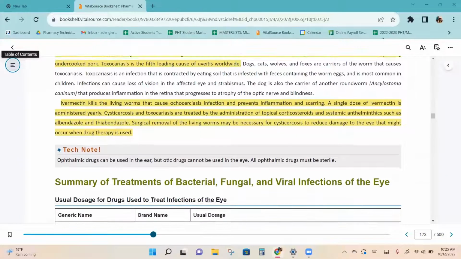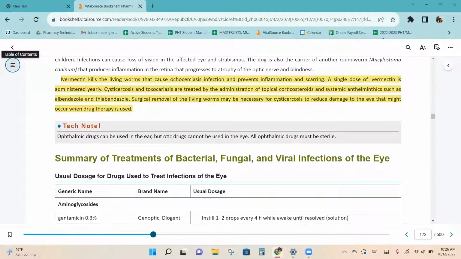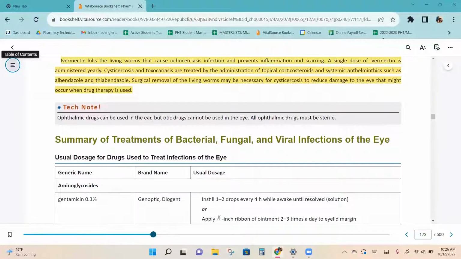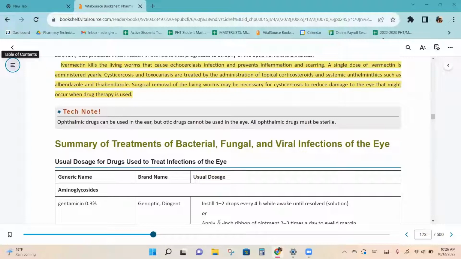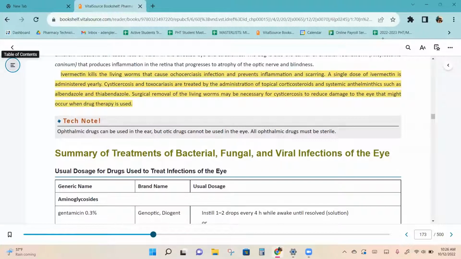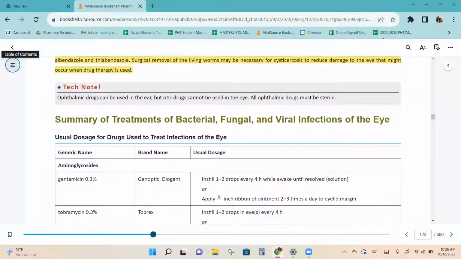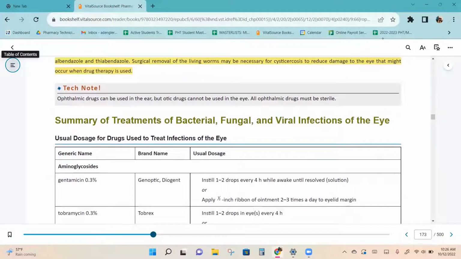Ivermectin kills the living worms that cause onchocerciasis infections and prevents inflammation and scarring. A single dose of ivermectin is administered yearly. Cysticercosis and toxocariasis are treated by the administration of topical corticosteroids and systemic anthelmintics such as albendazole and thiabendazole. Surgical removal of the living worms may be necessary to reduce damage to the eye that might occur when drug therapy is used.